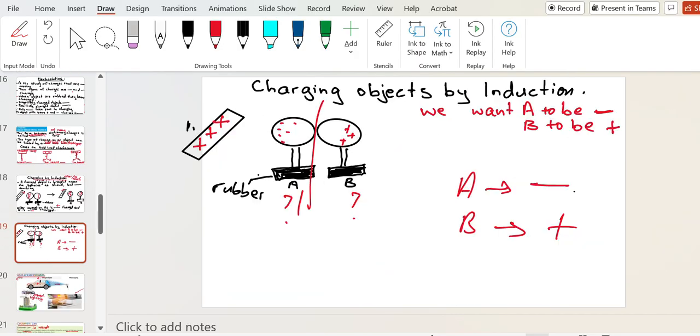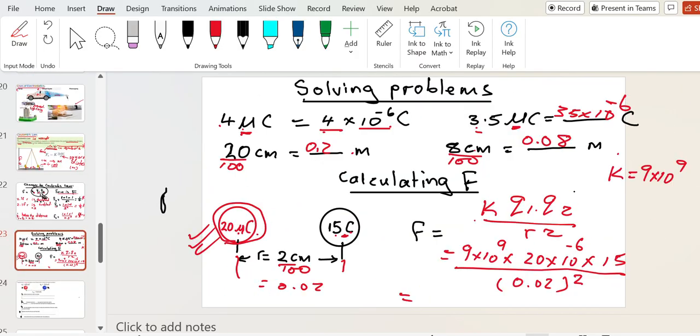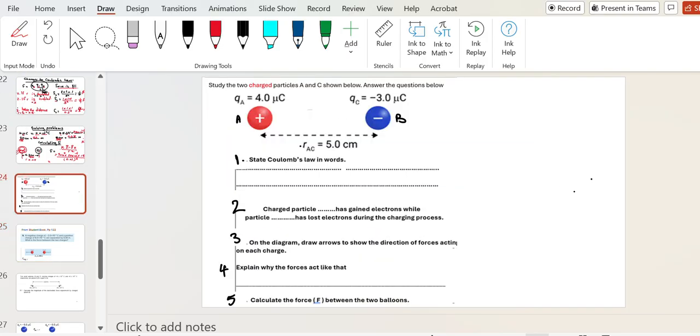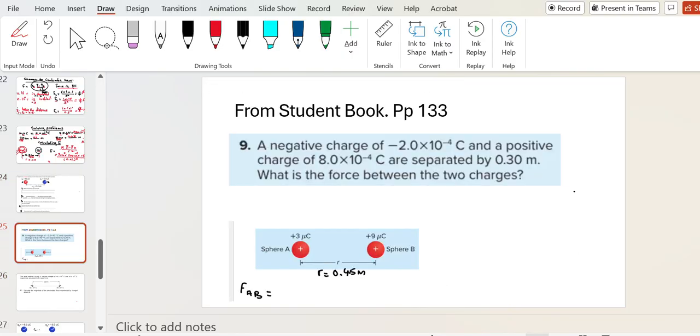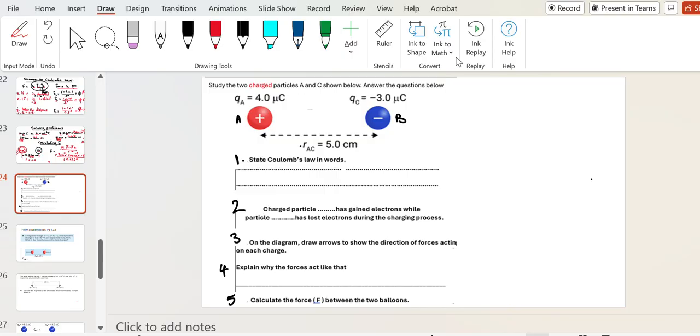Let's go to that question. We were here, yes. We will answer this one only. These other ones I will give you for practice, okay? Let's answer this question. Study the two charged particles A and C shown below. Answer the questions below.